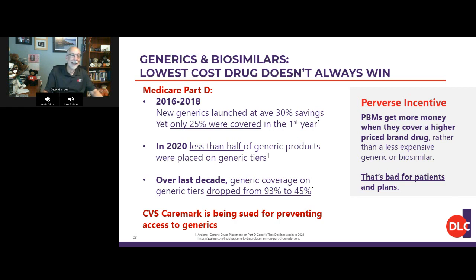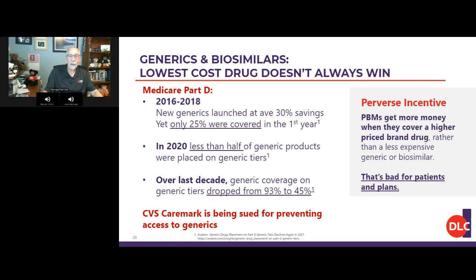In 2020, less than half of the generic products were on the generic tier. Now, again, we all know that you've got a generic tier for drugs, a preferred brand tier, an unpreferred tier, and maybe a specialty tier. Usually there are 4 tiers in your drug plan from a copay perspective.